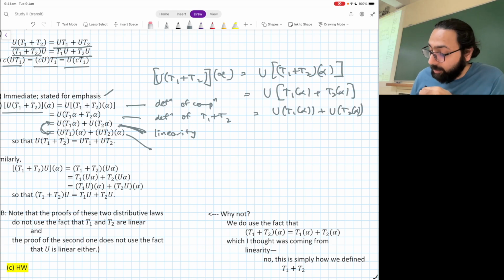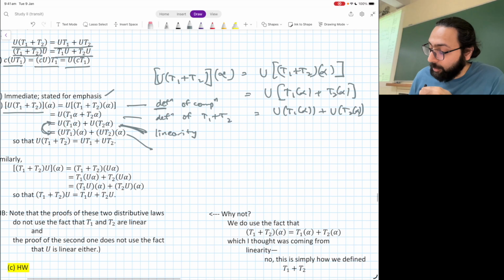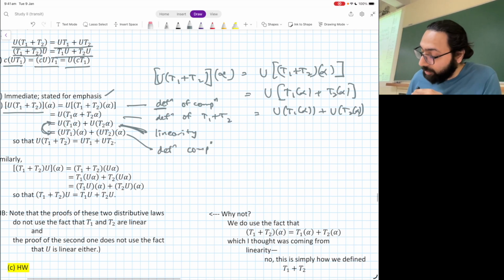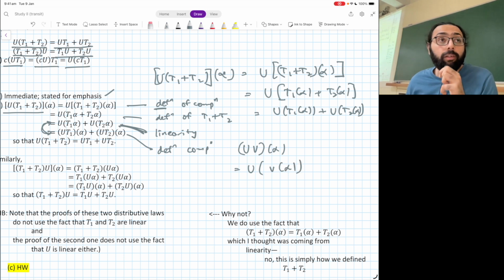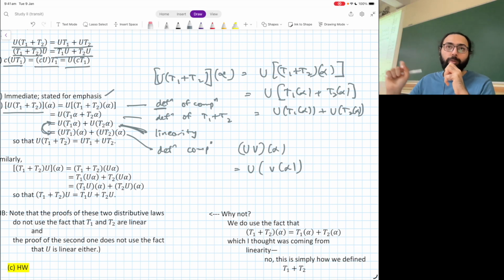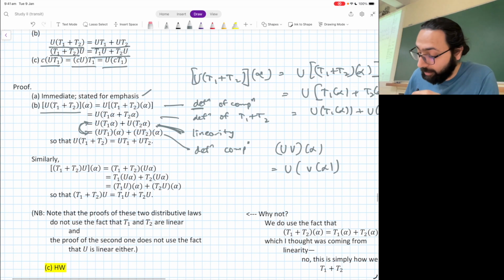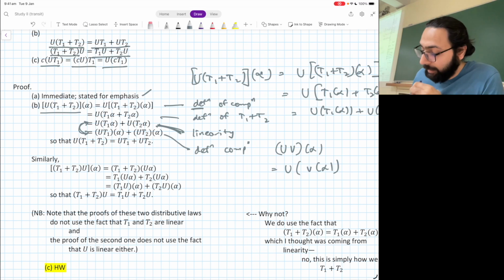Right. So here what we're using, we have to be a bit more precise. We're using the definition of a composition. The definition of a composition was that if you have UV acting on alpha, then this was defined as U acting on V of alpha. So we're using that. We have to be careful, because when you're giving the reasons, you have to pinpoint which property you used. It looks very trivial, but you have to be careful about what property you're going to use to argue this.